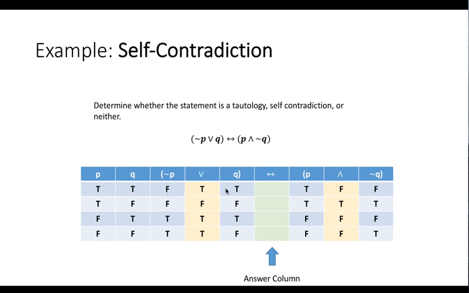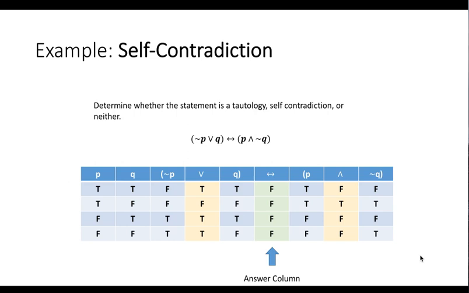So false or true is true, false or false is false, true or true is true, true or false is true. In the and statement, true and false is false, true and true is true, false and false is false, false and true is false. Now I'm going to take these two light orange columns, the or and the and, to combine the biconditional. So it'll be true if and only if false, which will be false. This is done on the next screen.